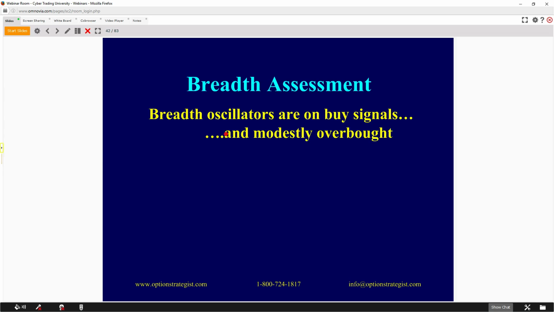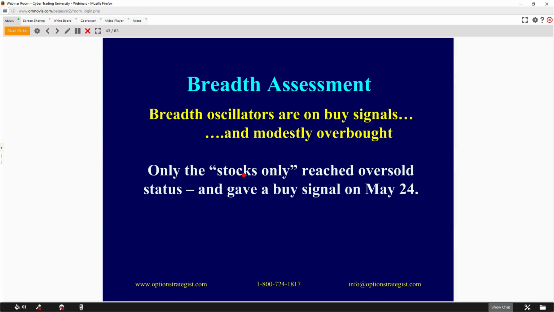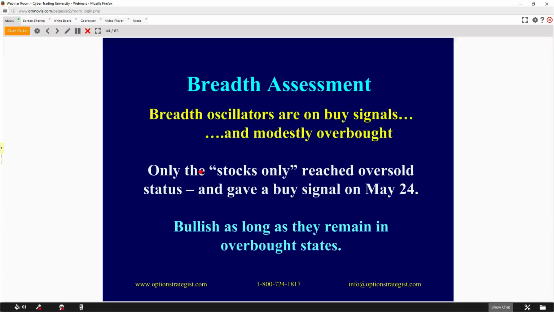So just summarize what I just said. I was showing you there that the stocks only had reached oversold status and gave a buy signal. The New York Stock Exchange advanced decline line did not ever reach oversold status in that last sell-off. There was too much positive data coming out of the bonds and other things, so it never gave a formal buy signal, but it is in slightly overbought territory working off a previous signal.